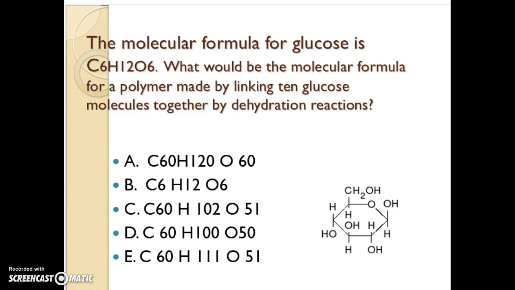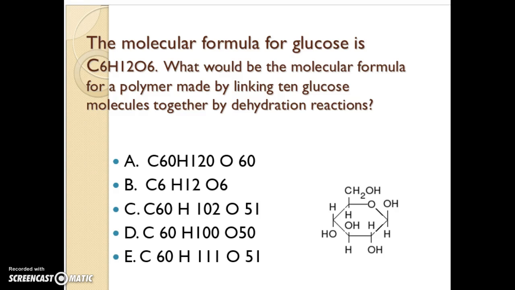So now when we look at this problem here, we can start to think about the answer. Looking at what they're asking for, we have C6H12O6, the formula for glucose. And the question is asking, what is going to be the molecular formula for a polymer that is made by forming 10 glycosidic linkages, so joining 10 glucose molecules together by dehydration reactions.